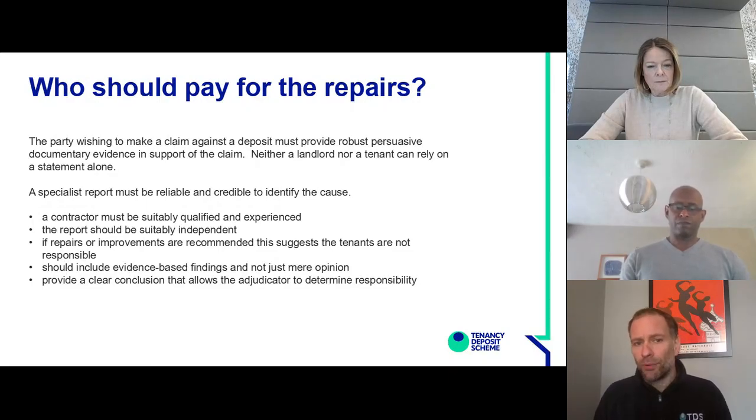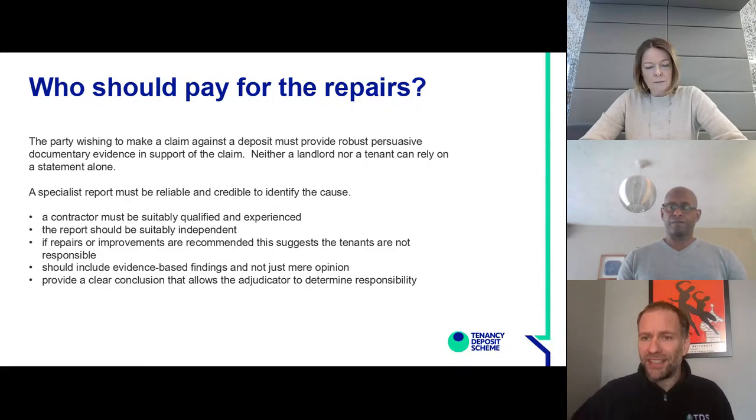If repairs or improvements are recommended as part of that report, because often these damp companies will sell you these passive ventilation systems and whatever, if they're making recommendations, well, this is an indication perhaps that the ventilation isn't quite as it should be, and perhaps improvements are required to prevent the issue from occurring. In those cases, it's going to be very difficult for the adjudicator to pin fault on the tenant again.